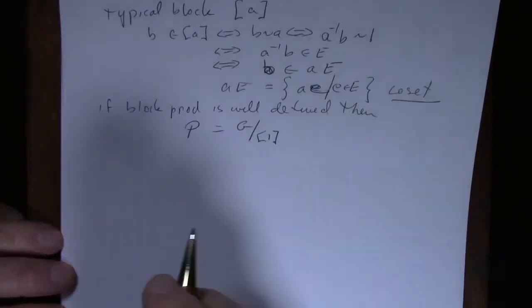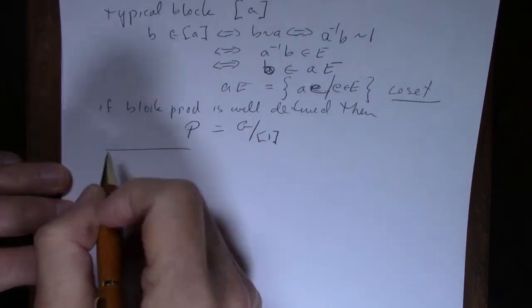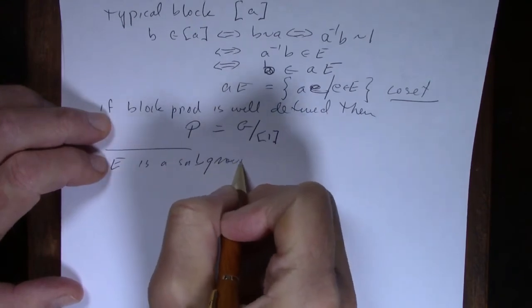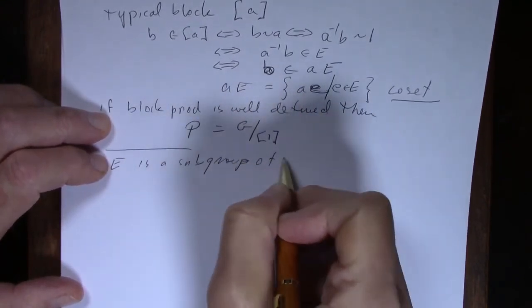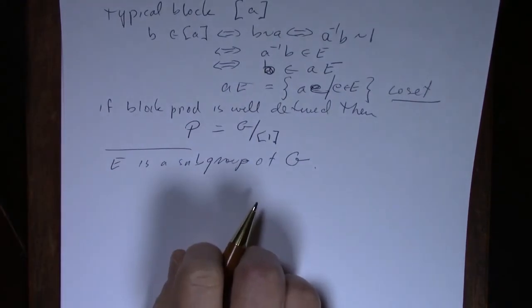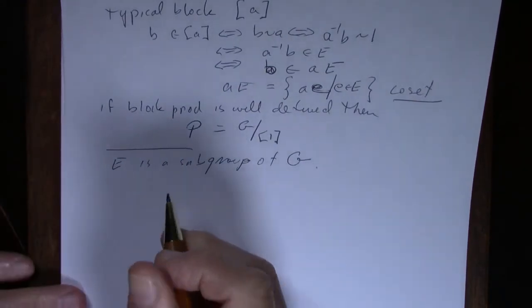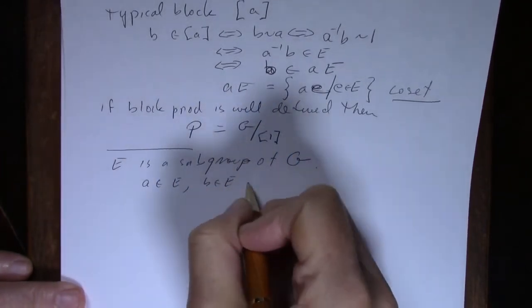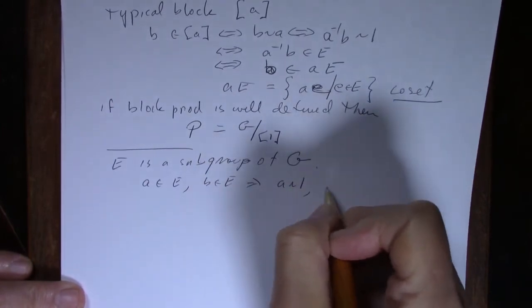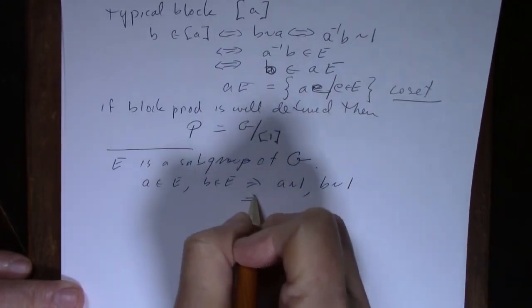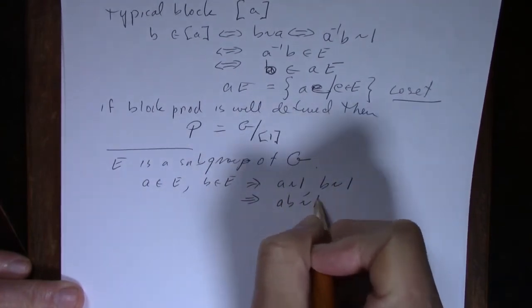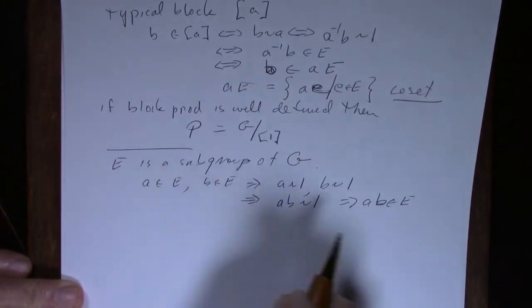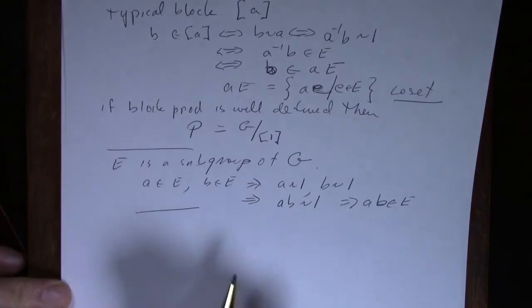So obviously the special block is special. In fact, E is a subgroup of G. It's the only block that could be a subgroup because it's the only block that contains the identity. But if A is in E and B is in E, that implies that both A is equivalent to 1 and B is equivalent to 1, and therefore AB is equivalent to 1, and therefore AB is in E. And I'll let you do the inverses yourself. E is clearly a subgroup.